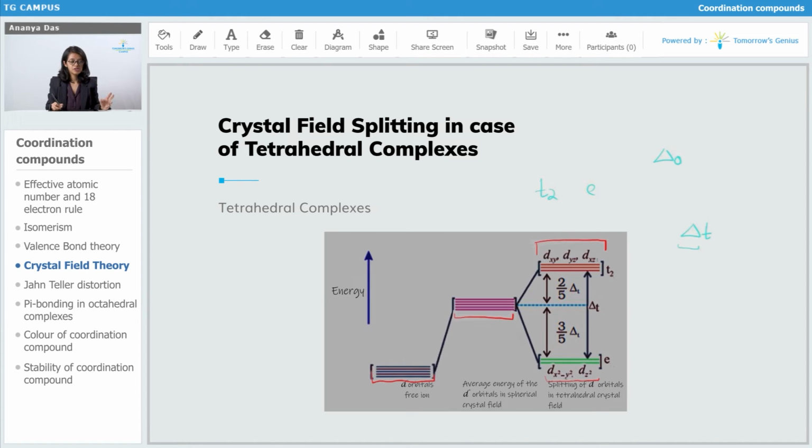So the T2 orbitals of the tetrahedral complex are increased in energy by 2/5 del T, whereas the E orbitals get decreased in energy from the average energy by 3/5 del T. This is again the barycenter, the average energy of your d orbitals.